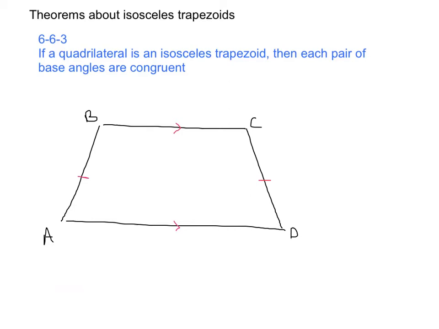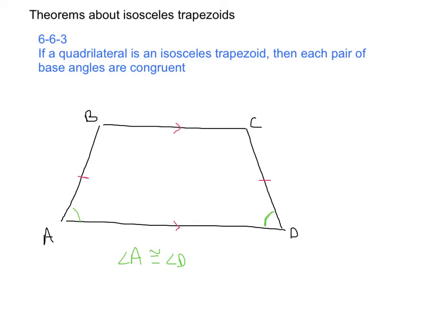Our first theorem about isosceles trapezoids is theorem 6-6-3. It says if a quadrilateral is an isosceles trapezoid, then each pair of base angles are congruent. So remember, the base angles are the consecutive angles that share a base. Notice that we do have a trapezoid here: one pair of sides are parallel, and we have the congruent sides here. So it is isosceles. Now what this theorem tells us is that the base angles, let's say angle A, is going to be congruent to angle D. So these two angles are congruent to each other.